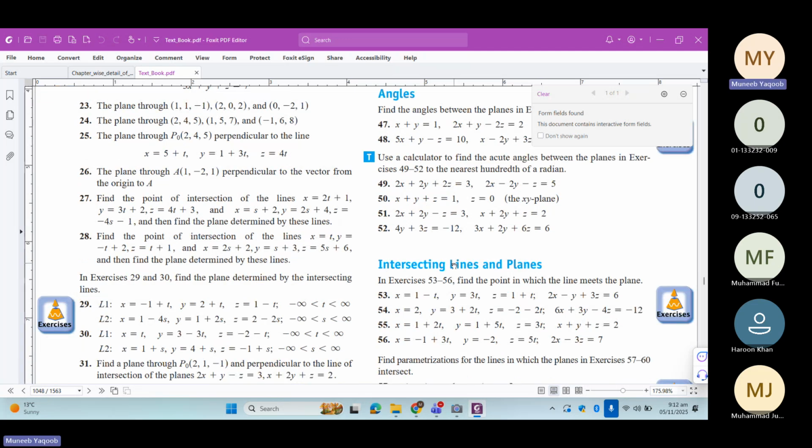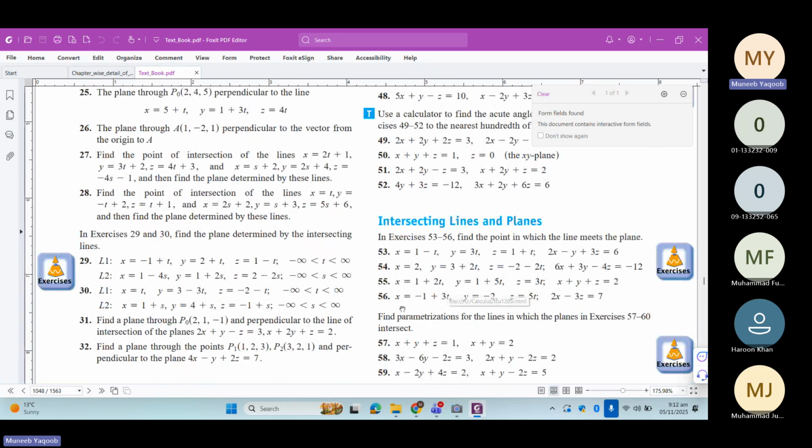Okay, so if you can see question number 53, here they are saying find the point at which the line meets the plane, or find the point of intersection.